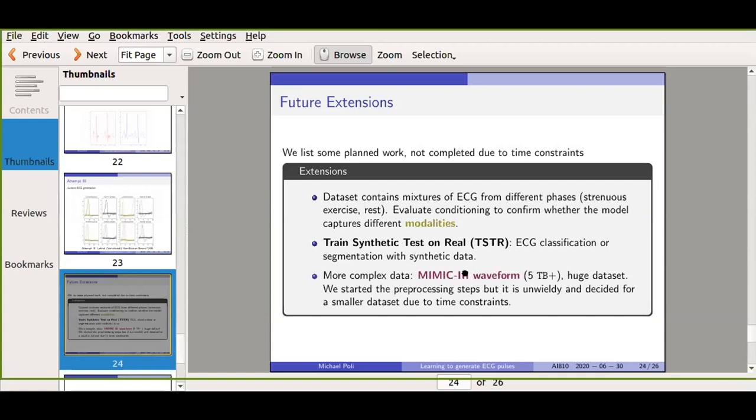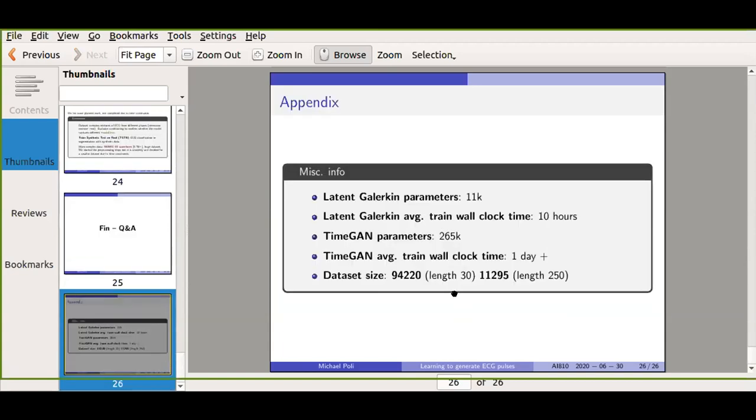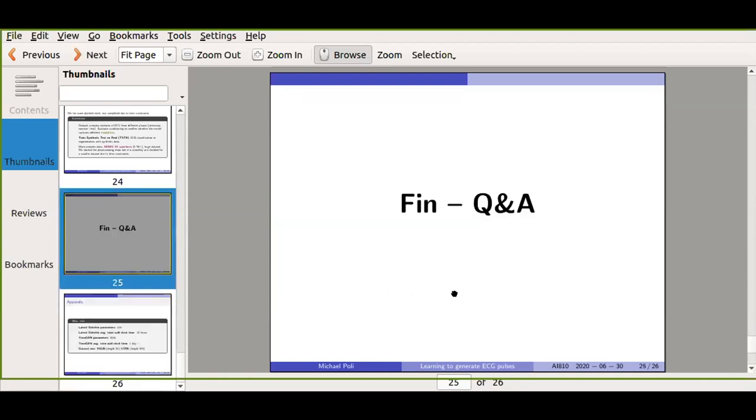There's also a subset of this that's synced with MIMIC 3. So they have patient IDs that are synced. So one could do something like ICU mortality prediction with this stuff. So that's all I have. Some info here if there's any interest, like parameter sizes and how long it takes to train, and I'll be happy to answer some questions.